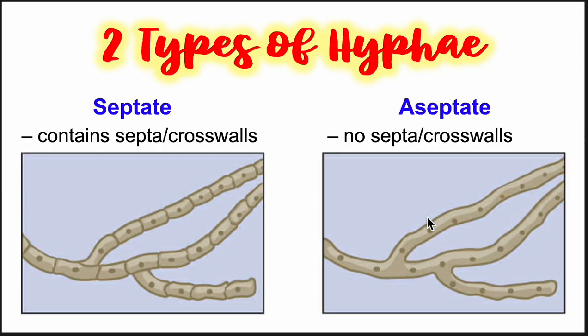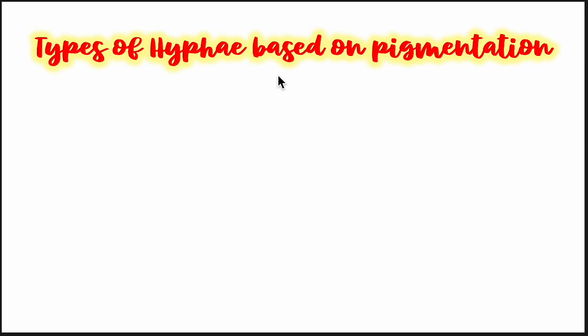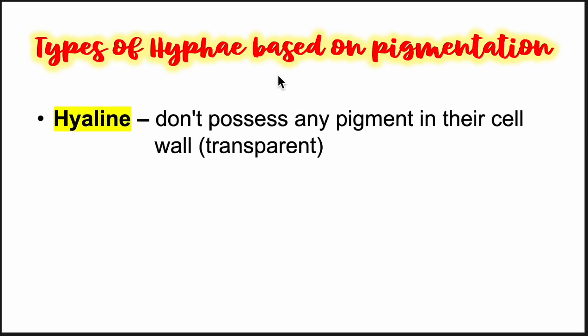How about the two types of hyphae? We have septate and aseptate. It's very obvious. The septate hyphae contain septa or cross walls, whereas the aseptate hyphae don't have septa or cross walls. Another thing, the types of hyphae based on their pigmentation. A hyaline hypha doesn't possess any pigment in its cell wall, so it looks transparent.